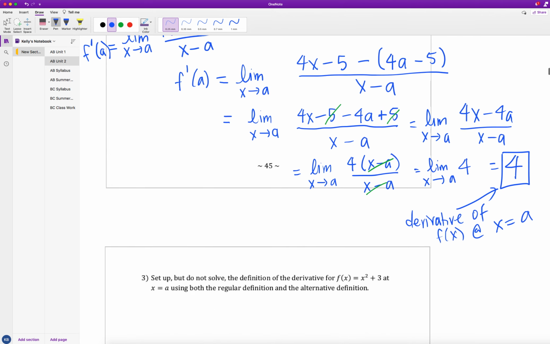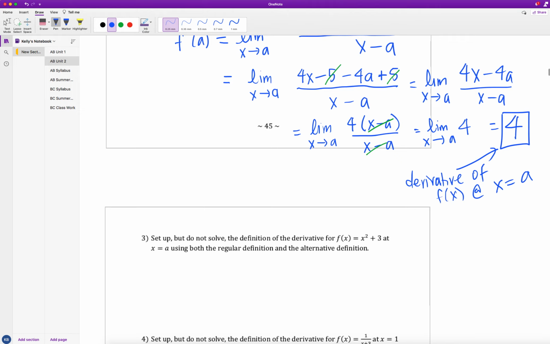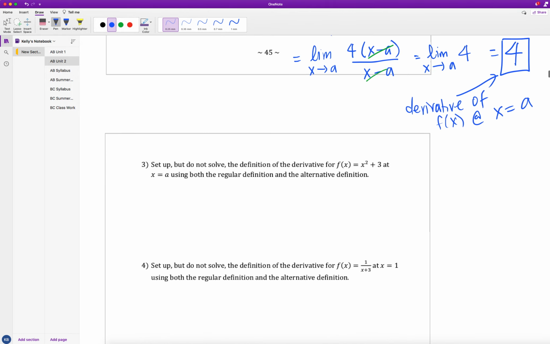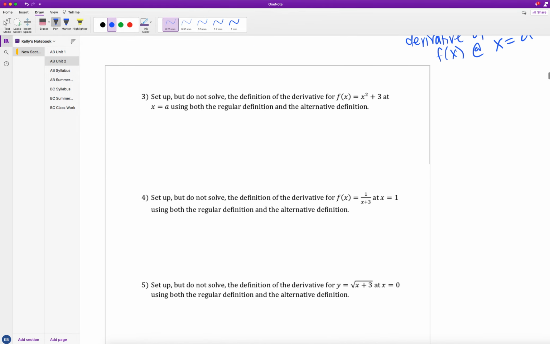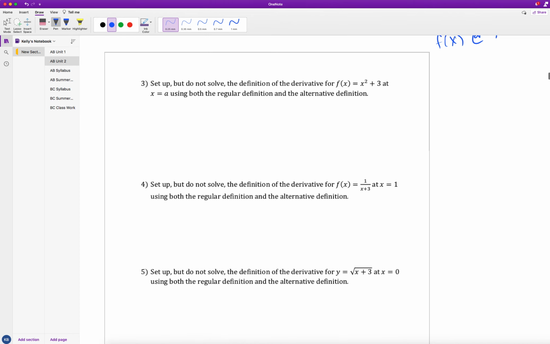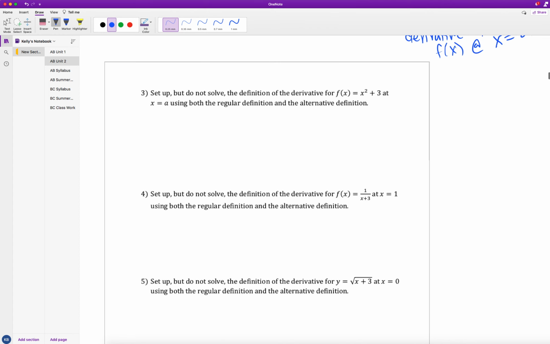Now the last part of this video is going to just be setting up a bunch of problems. So in problems 3 through 6, what we're going to do is set up but not solve the definition of the derivative for these different functions f of x at some values for x using both the regular and the alternative, just so that we're used to recognizing these and setting them up.